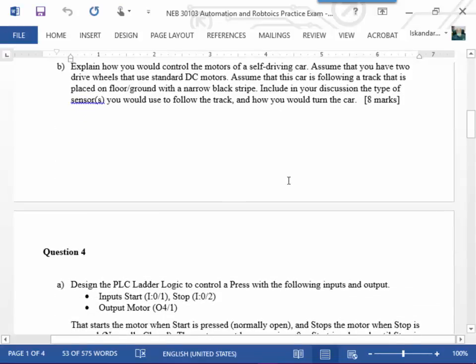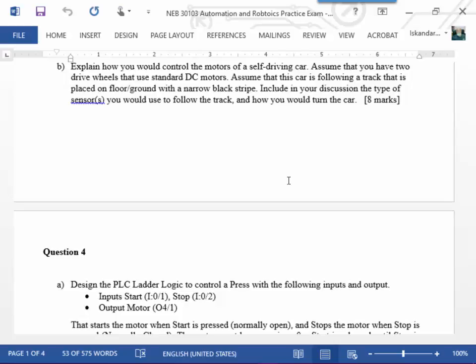Explain how you can control the motor of a self-driving car. Assume you have 2 DC motors. Again, if you're using DC motors, you're going to be using PWM as your speed control. And to turn left, you would slow down the left motor and speed up the right motor. To turn right, you would slow down the right motor and speed up the left motor.